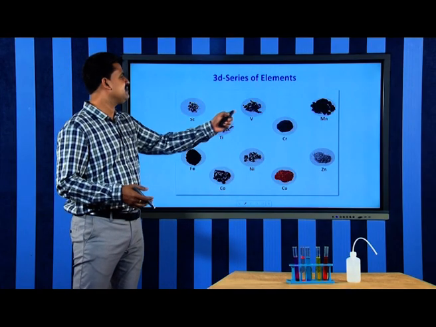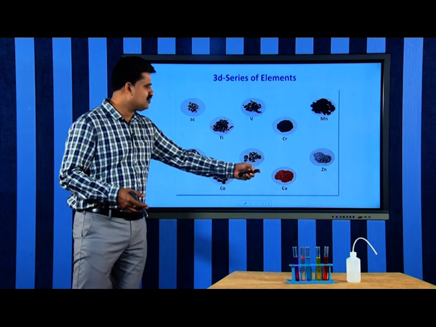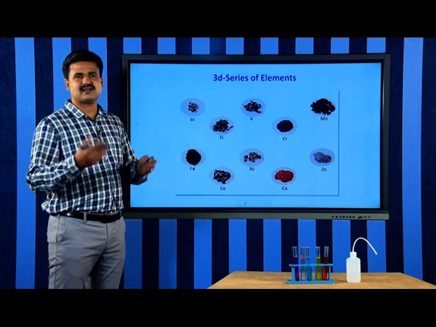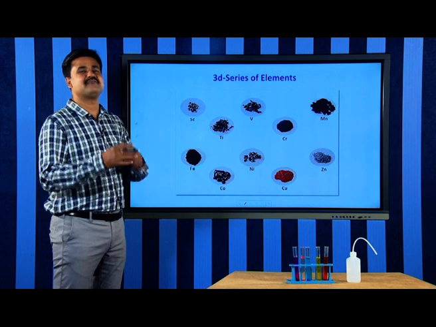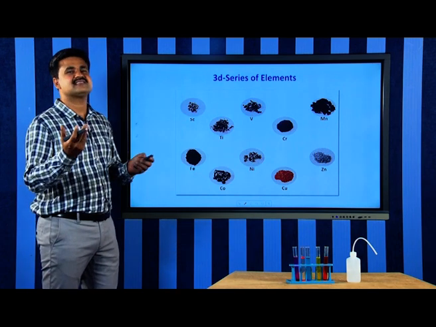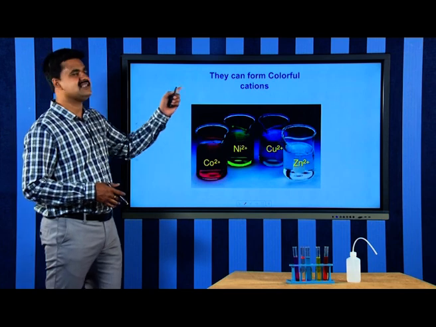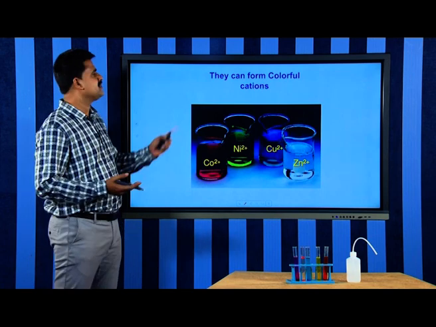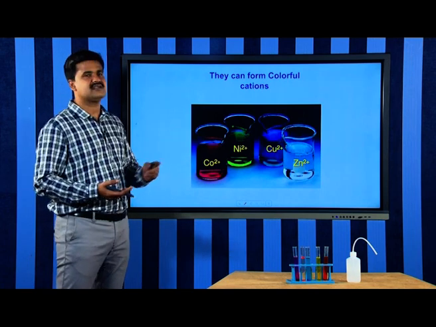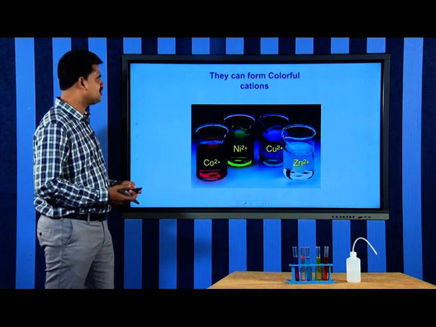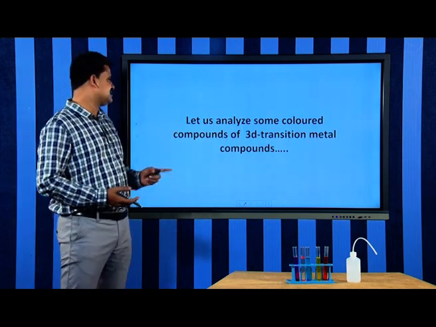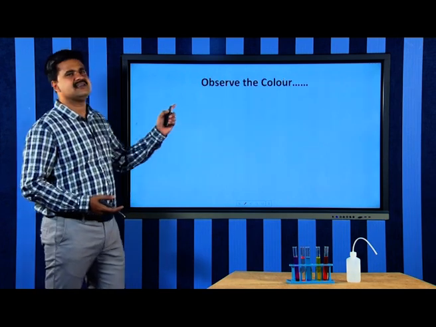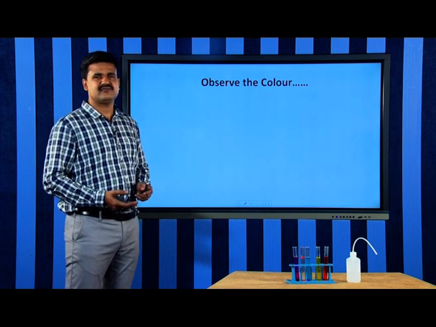This is scandium, titanium, vanadium, chromium, manganese. Copper is almost slightly red in color. But all other elements have some dark color. This is about the elements. But whenever we consider their compounds, we can see the beauty of different colors. These 3d transition series metals, even though they have no color themselves, can form different colored solutions or different colored compounds. Now, let us analyze some 3d transition metal compounds for their color, and let us observe the color of some compounds.